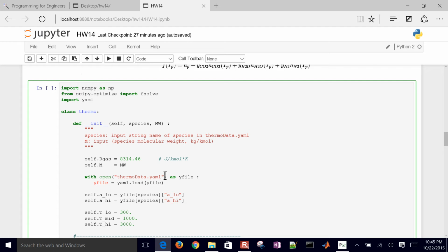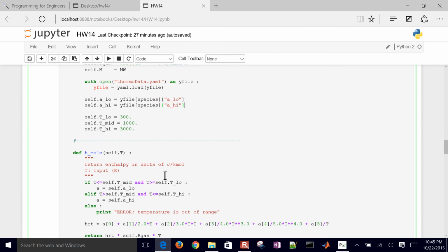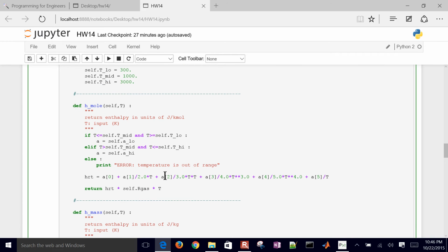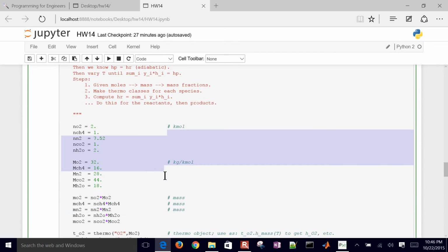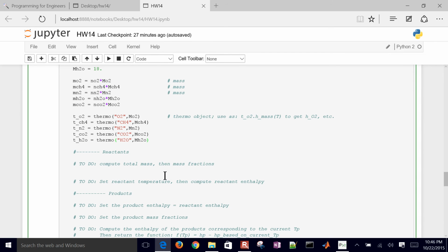It tells you which instance of this class is calling that function later. Okay, so when it calls this one, it has to know if it's the O2, the N2, which instance of this class it's calling, so it knows how to load in the A low and A high, and then the universal gas constant, for example, which are the self dot and then that variable. Okay, so we have all of these thermo objects right here, these instances.